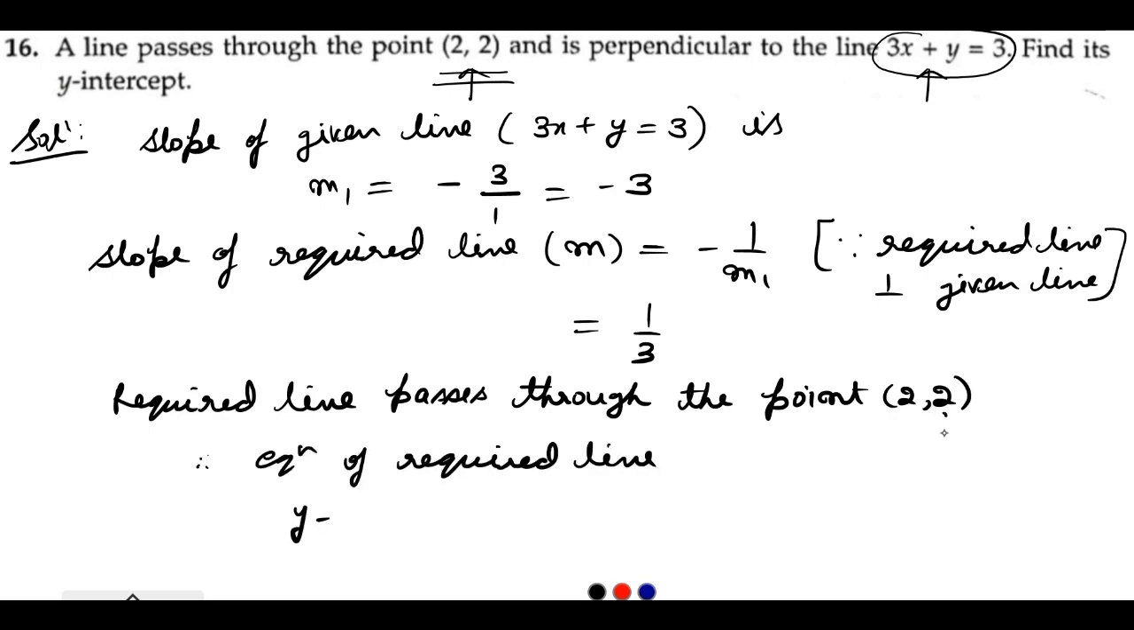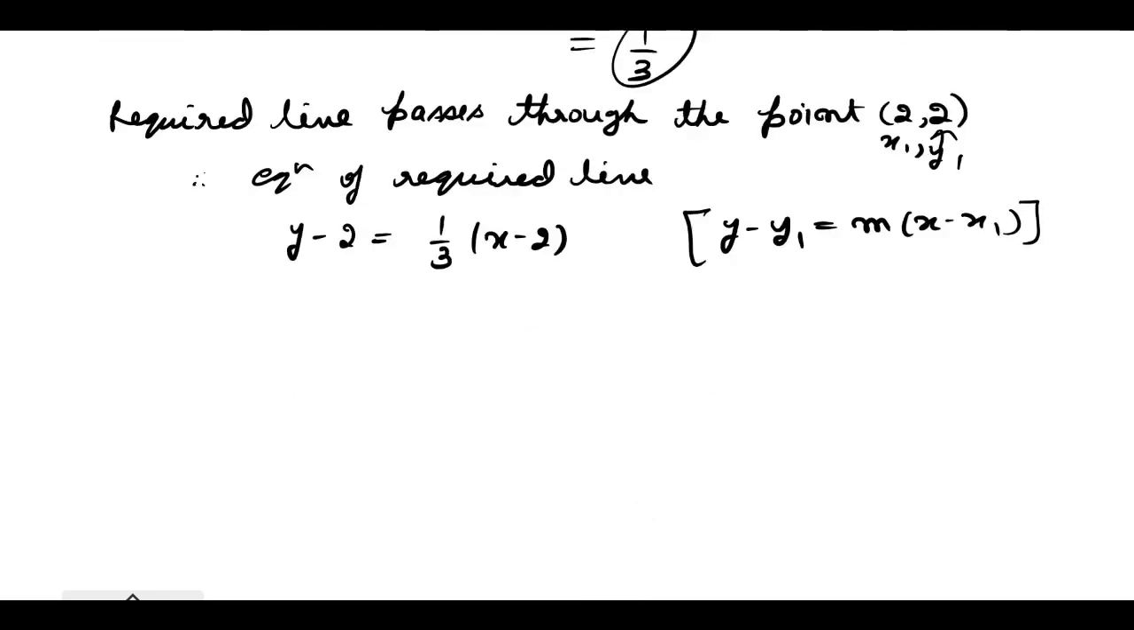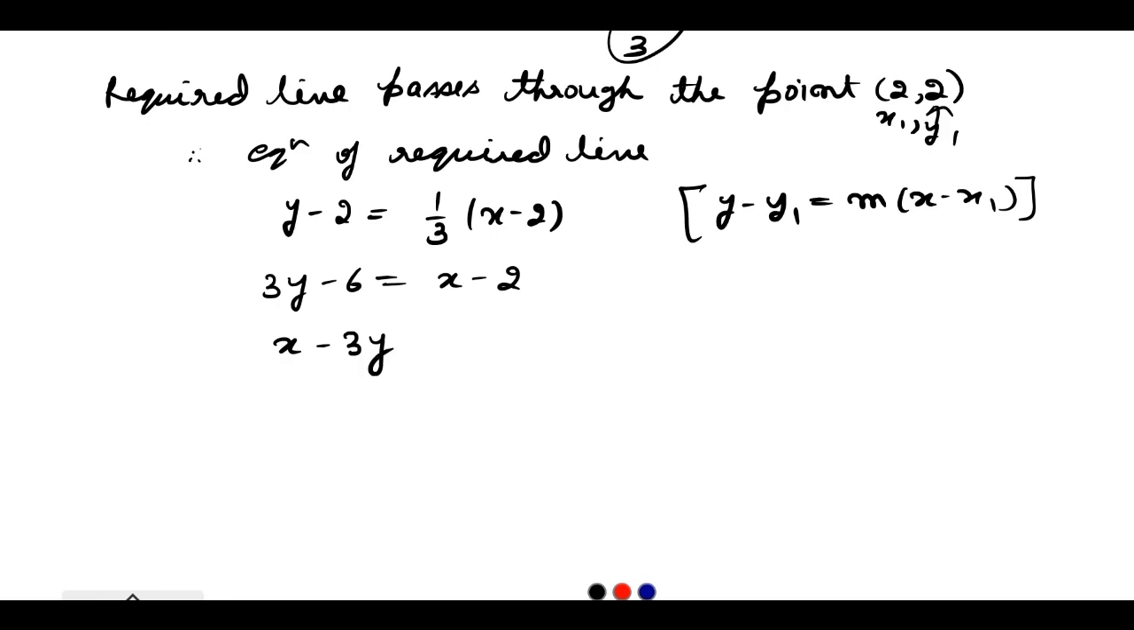y − y1 = m(x − x1). This is the point on the line. x − 3y + 4 = 0. This is the equation of required line. Now we have to find y-intercept. There are two ways to find y-intercept.